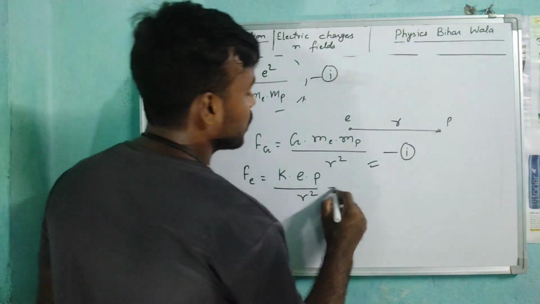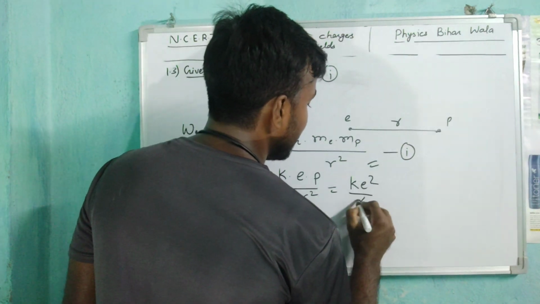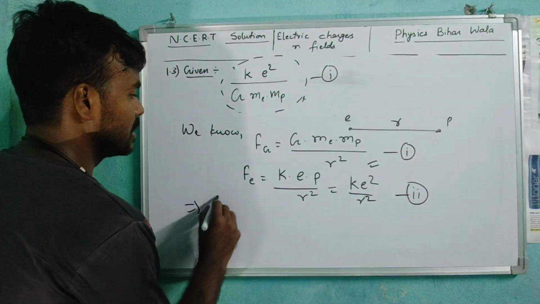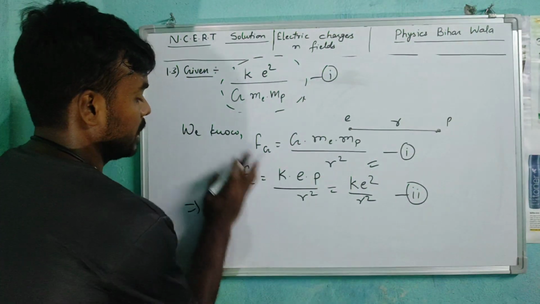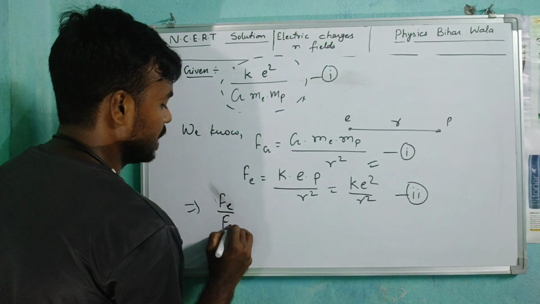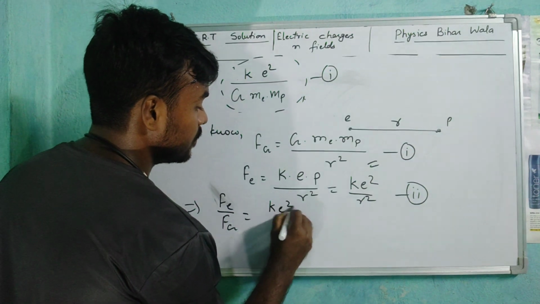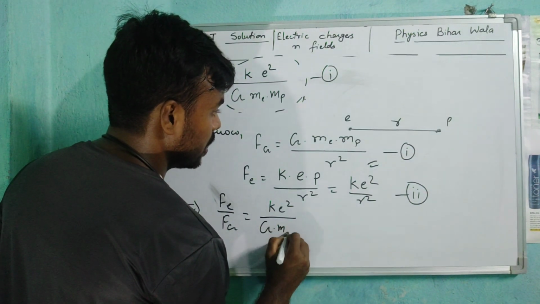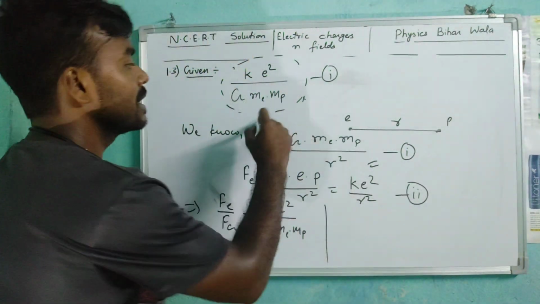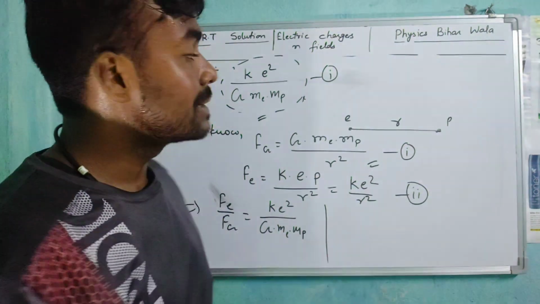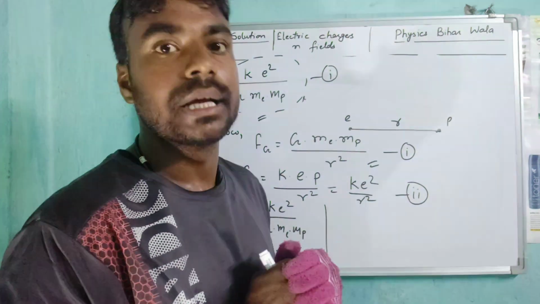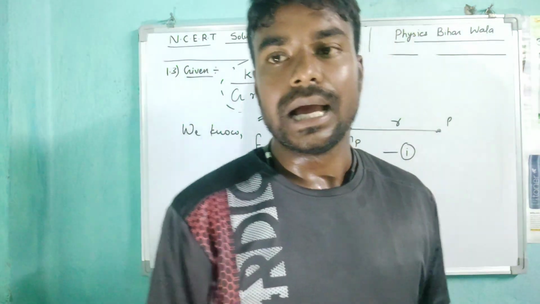So when we solve it, we are going to get K e square by r square. When we divide this equation first and second, that is equation second with respect to first, we are going to get the same constant. So we can clearly say that this constant ratio signifies the ratio between electrostatic force between electron and proton with respect to gravitational force between electron and proton. I hope you have understood.